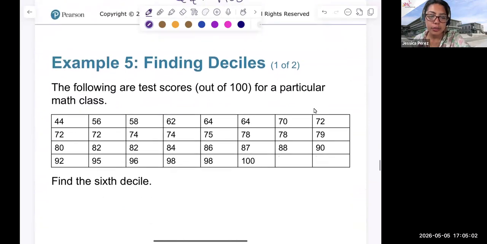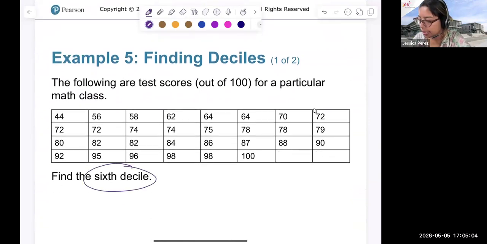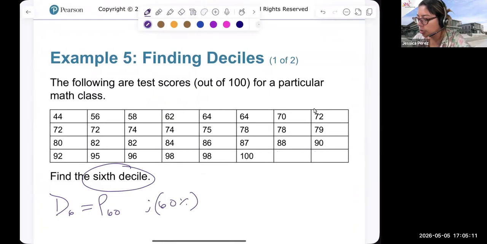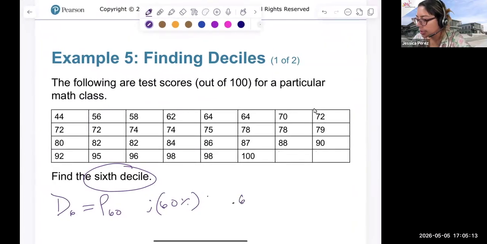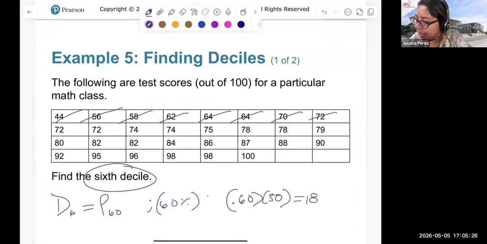Now it's asking us to do the same, but now we're looking for the 6th decile. So D6 is the same as P60 or 60% of the data. So we're going to do 0.60 times, in this case, 30. If we do 0.6 times 30, that's 18. So remember, you're going to go 1, 2, 3, 4, 5, 6, 7, 8, 9, 10, 11, 12, 13, 14, 15, 16, 17, 18. The next number is 82.